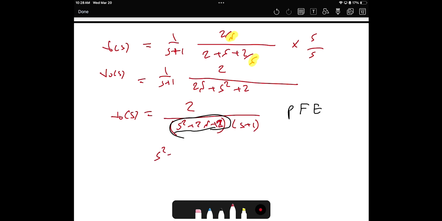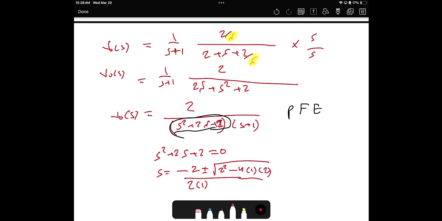Okay, so S squared plus 2S plus 2 equal to 0. Let's find the roots. To find the roots, basically, we can say S equals minus B, which is minus 2, over 2A, 2 times 1, plus or minus the square root of B squared, which is 2 squared, minus 4AC, which is 4 times 1 times 2.